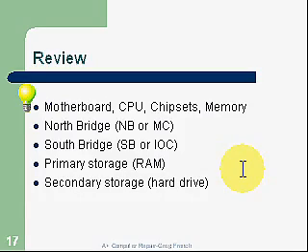Primary storage is the RAM. Secondary storage, hard drive. Primary storage is what we call volatile. It goes away if you remove power. Secondary storage, the hard drive, is permanent. You can turn the computer back on, you still have your information.